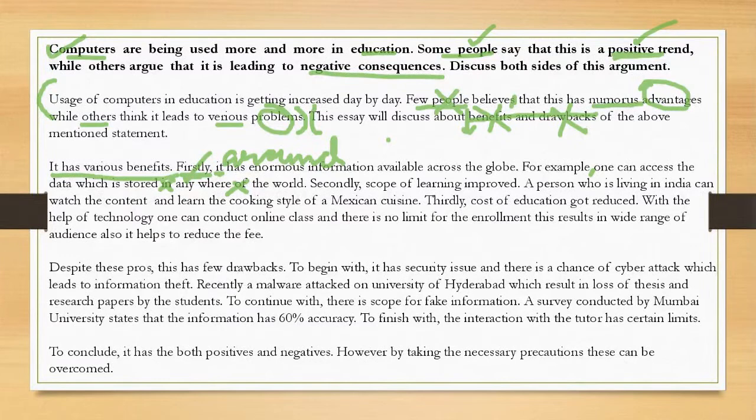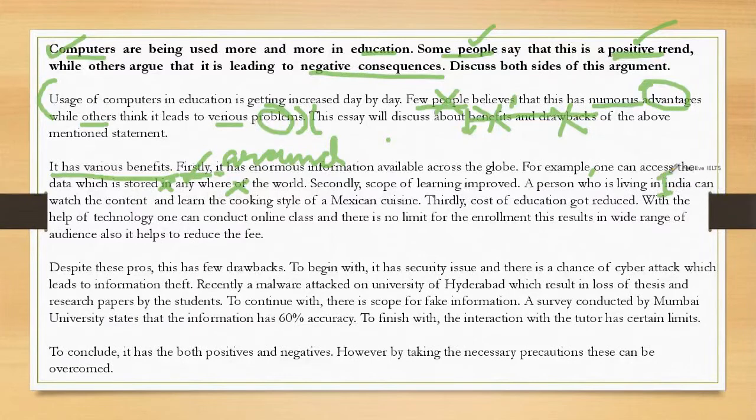Second point. Secondly, scope of learning improved. Yet again, it's a half sentence. It's not conveying properly what he's trying to say. So we'll improve it. Let's see what he's trying to say. A person who is living in India, I has to be capital.